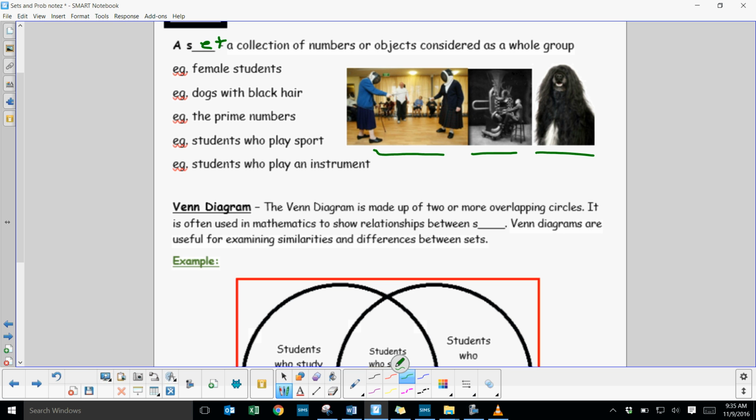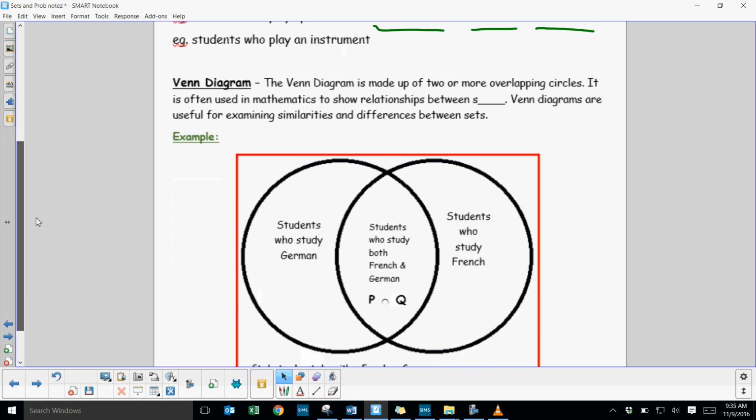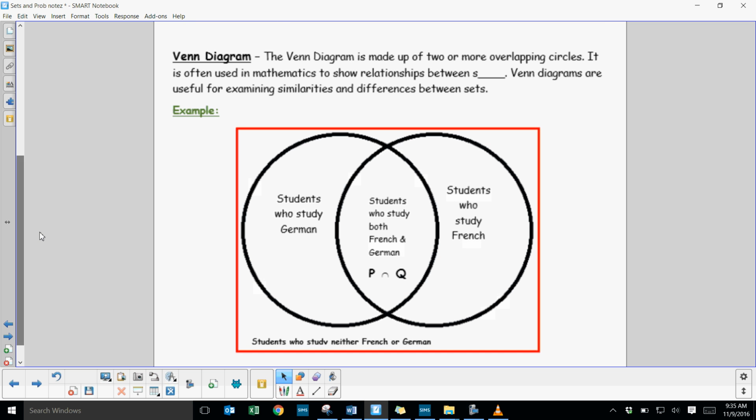So now let's scroll down to Venn diagrams, which is what we're dealing with now. A Venn diagram is made up of 2 or more overlapping circles, unless there is no intersect, in which case they don't overlap. It is often used in mathematics to show relationships between, probably guessed it, sets. Venn diagrams are useful for examining similarities and differences between sets.